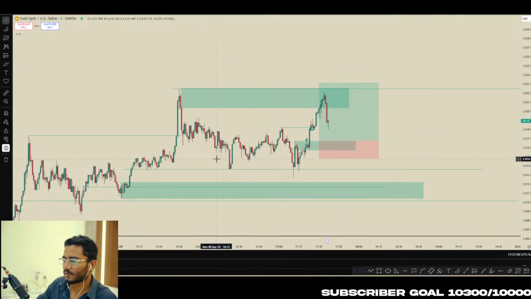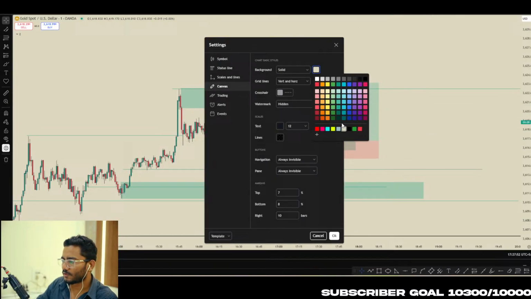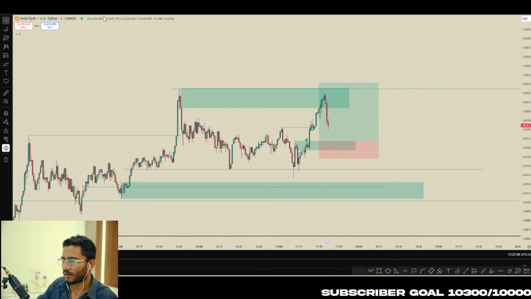Screenshot this. This is the code, you can screenshot and then add it so you can get the same settings.